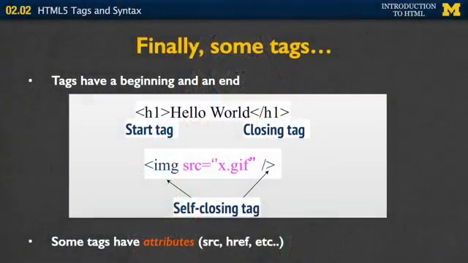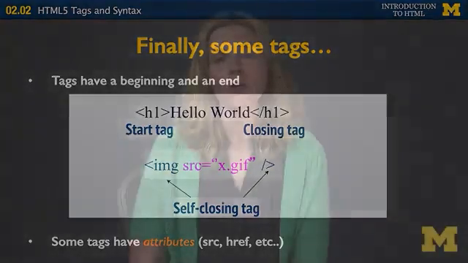Also, some tags have what we call attributes. So the source, which is where the picture is located, and href, which is where the new page you want to go to is. So when we talk about the tags, for some of them, I'll also be talking about the attributes.